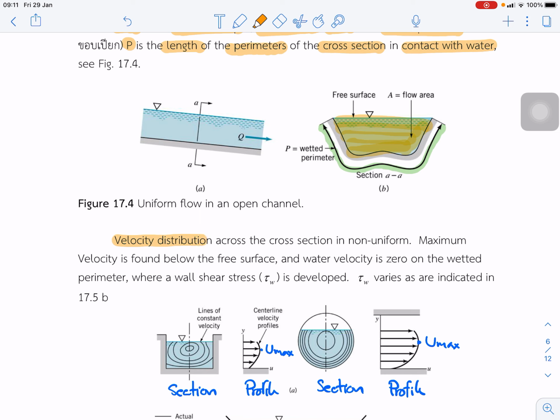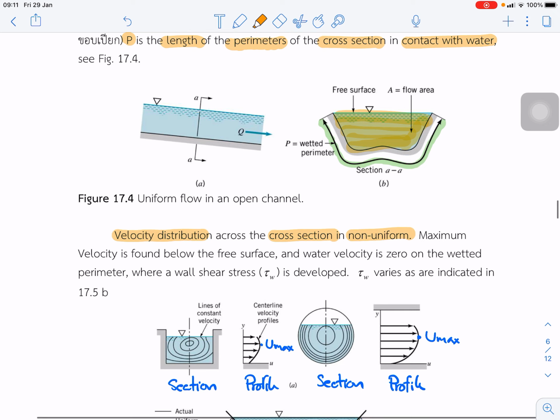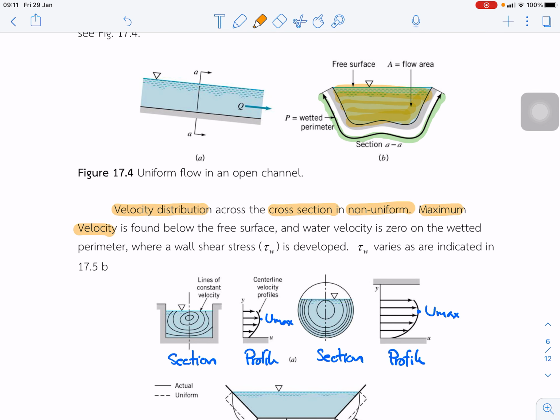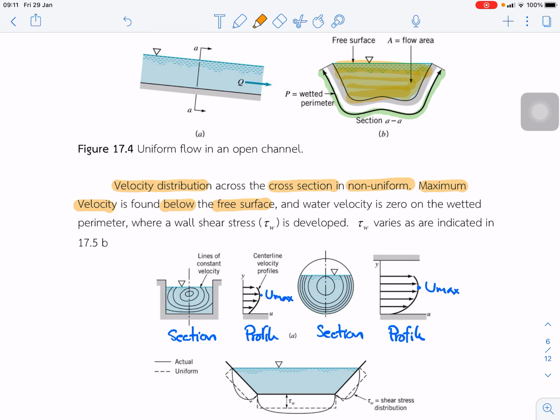For velocity distribution across the cross-section in the non-uniform flow, maximum velocity is far below the surface. Okay, this one shows the cross-section, and this shows the contour line of the velocity, and this shows the profile of this. We can see that the velocity maximum is below the surface. This figure shows the cross-section in the pipe flow, not a full pipe, and the maximum velocity is below the surface.